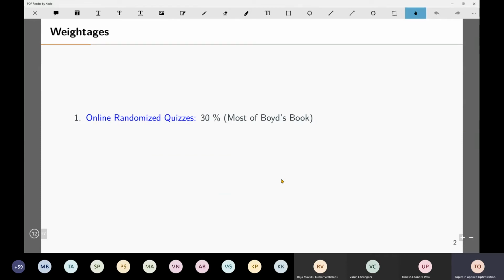Weightages: online randomized quizzes will be there, since we are doing online teaching. You will have a good amount of online quizzes. These quizzes can be surprise quizzes. While we are in class, at some point I may say, let us have a quick quiz, with 1, 2, or 3 conceptual questions, which will test whether you are following, and this will be graded. So there will be marks for these online quizzes.